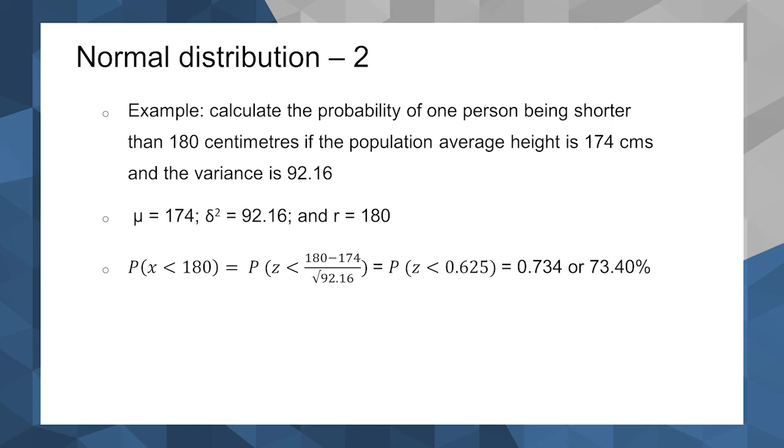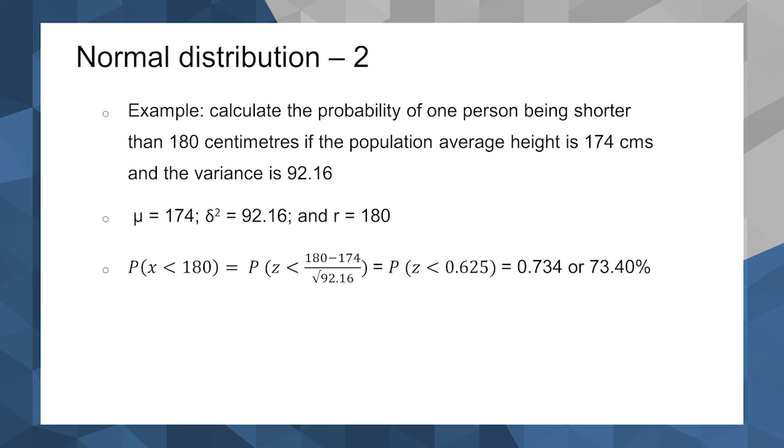So let's have an example. Calculate the probability of a person being shorter than 1 meter 80 if population average height is 174 and the variance is 92.16. First of all, don't forget there's a difference between the variance and the standard deviation. Standard deviation is the square root of the variance, and in the z calculation, the one we need is the standard deviation. So in this case, we're going to calculate the z-score for this. So we want less than 180.